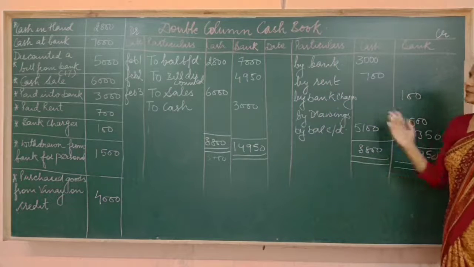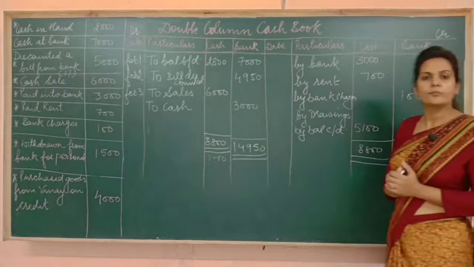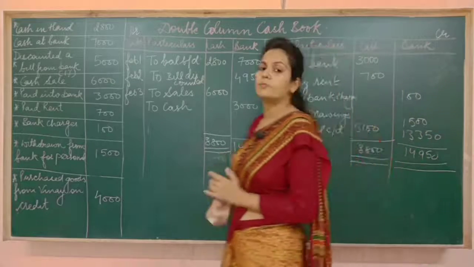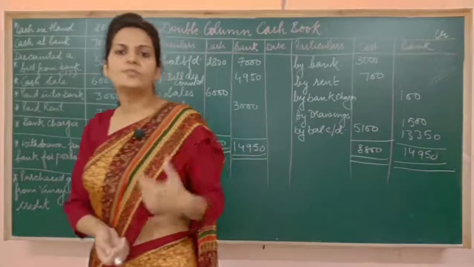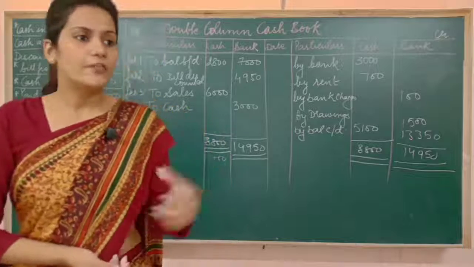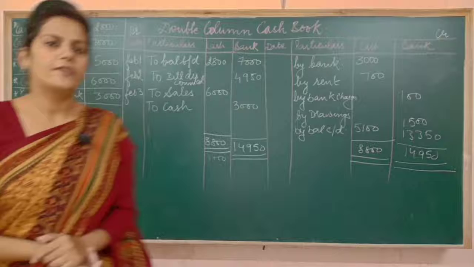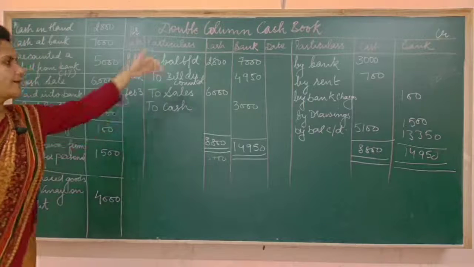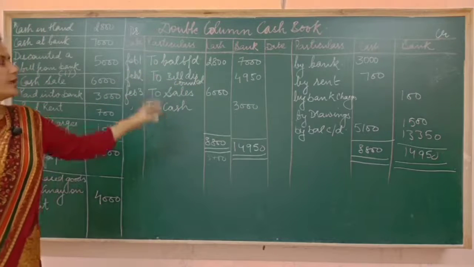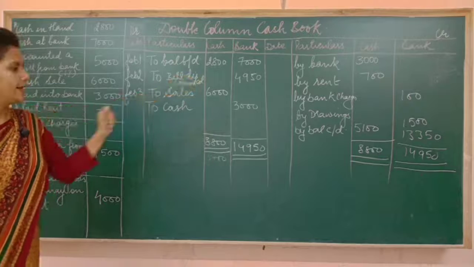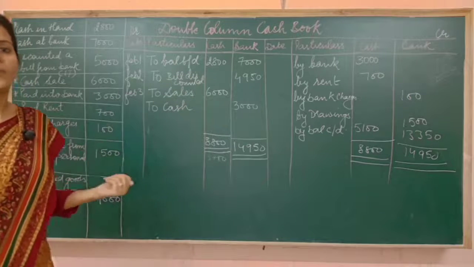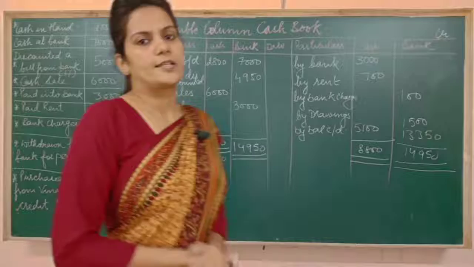So I hope this thing is clear to you. This is all about double column cash book. I have taken a very simple example. Now we'll do some more practical questions which are exam based and they are only going to come in your paper. Fine. In this you have learned how to write the transactions, how to post them, in which column to post them, and how to balance them. So keep on practicing and keep on studying. Thank you.